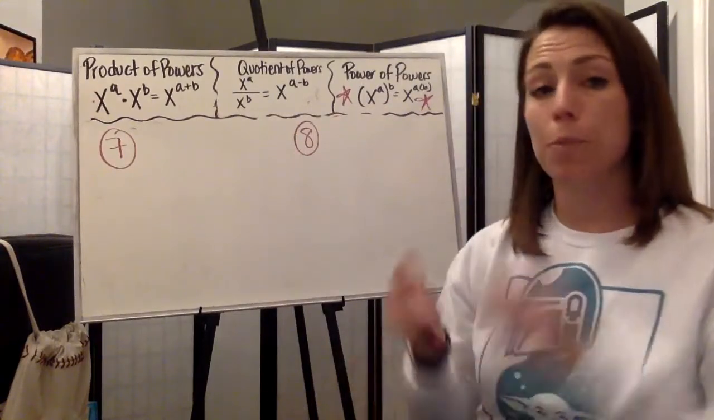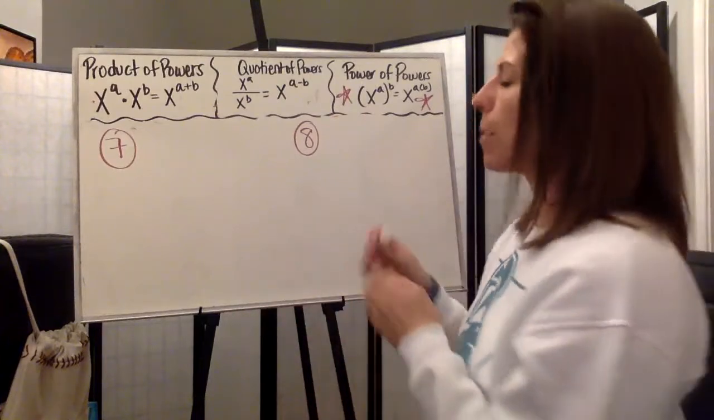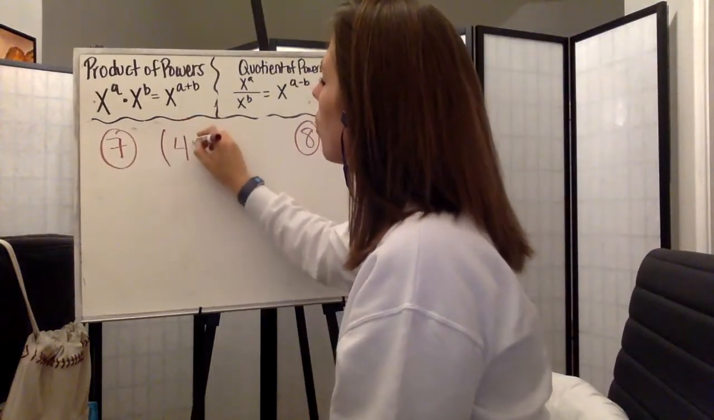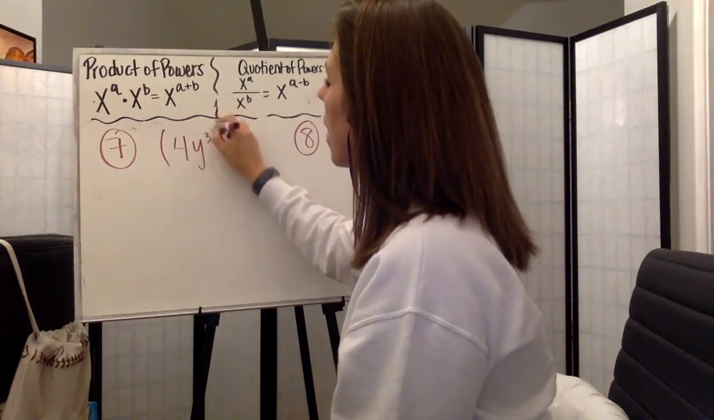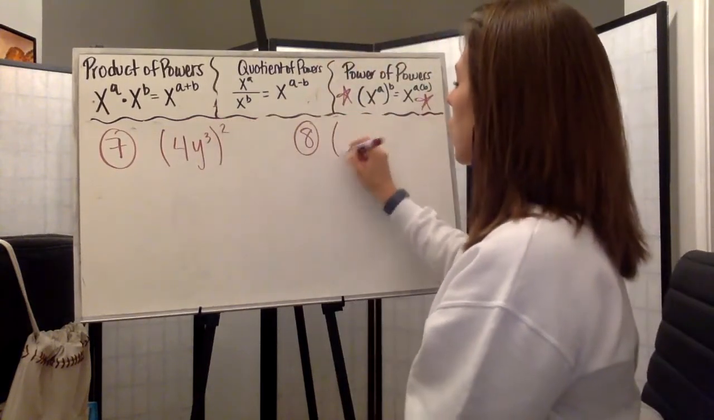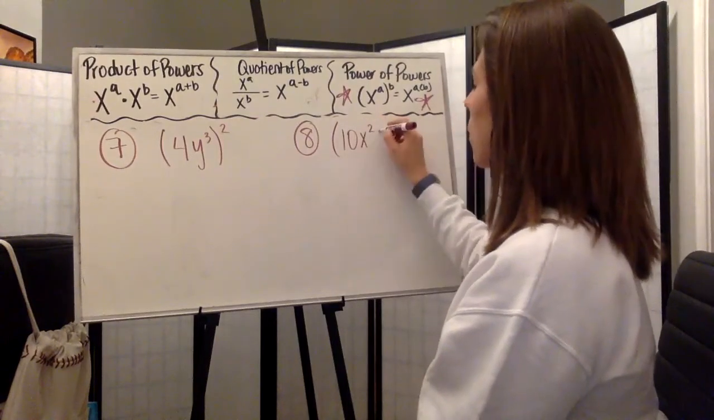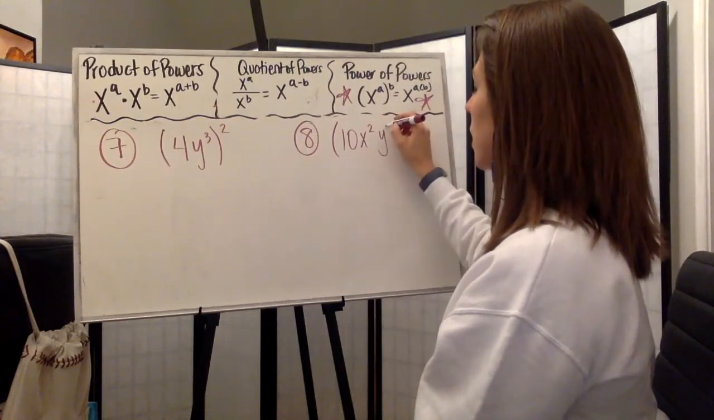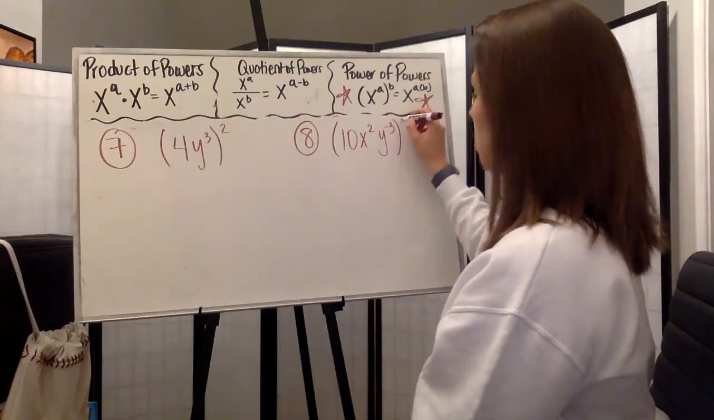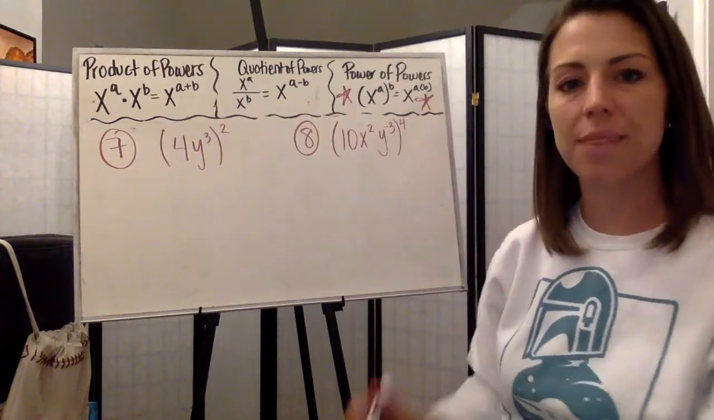So these examples will be relatively quick because we kind of already talked about it in the warm-up. So for number 7, we're going to have 4y to the 3rd power raised to the 2nd power. And for number 8, we're going to have 10x to the 2nd power, y to the negative 3rd power to the, I don't know, 4th power. How about that? That looks fun, doesn't it?